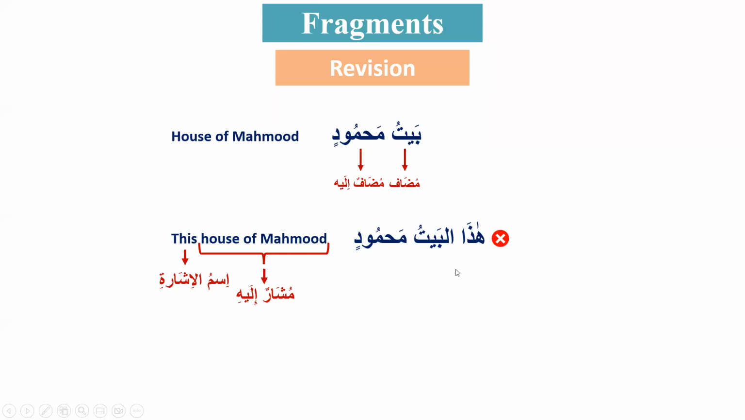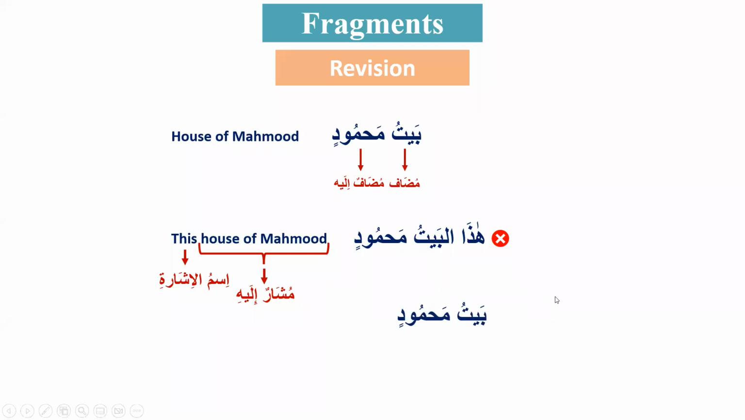This is wrong. This doesn't mean this house of Mahmud. So how do we do this now? We are stuck. We're supposed to do this. هذا بيت محمود. Then it would mean this is the house of Mahmud. It's not a fragment anymore. Can I try? Arabs have found a way about it. What are you saying, Muhammad? I know the answer. Go ahead. Okay, the answer would be Baitu Mahmudin Haza.